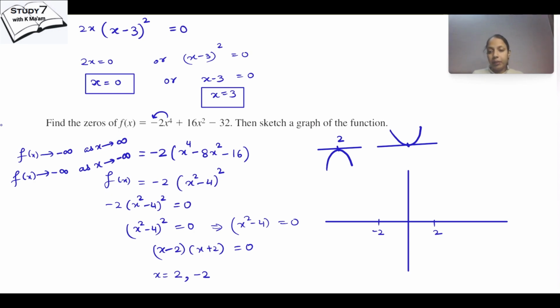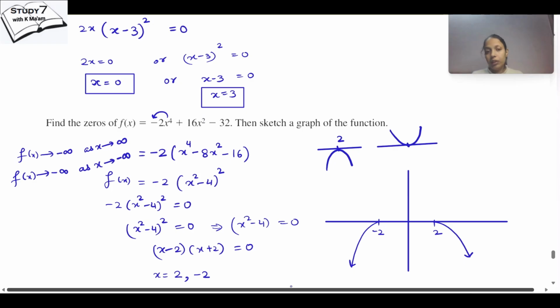So let's see. That means after 2 it goes down. After negative 2 it also moves from up to down. You can check at 0. At 0 the value is negative 32. Maybe negative 32 is somewhere here, so it has to move down.